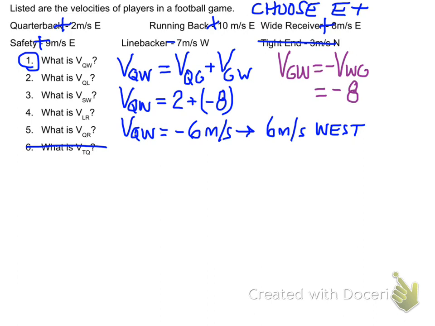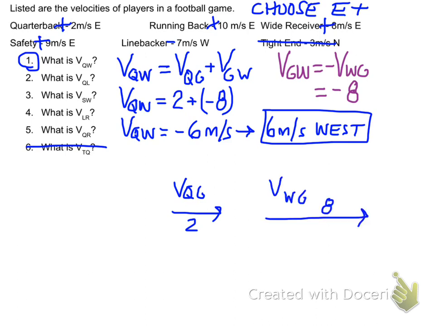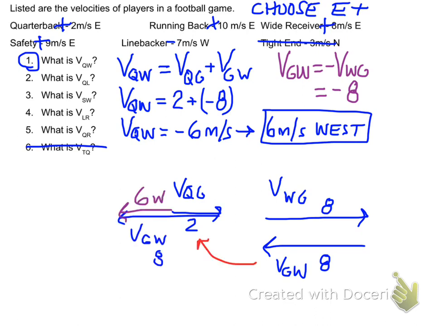We can do this instead of looking at the numbers like that, but we can look at it with vectors. So the quarterback's going 2 to the east. The wide receiver is going 8 to the east, but we don't want wide receiver ground. We want what the ground looks like. So the wide receiver would see the goalpost or something like that coming towards him, so it'd be the opposite direction. And we just slide this over and we put it there, and we find that the gap between the pieces is 6 in the west direction. So that matches what we got numerically.